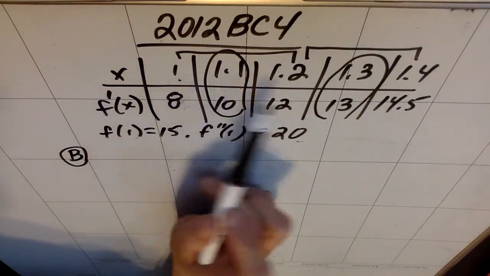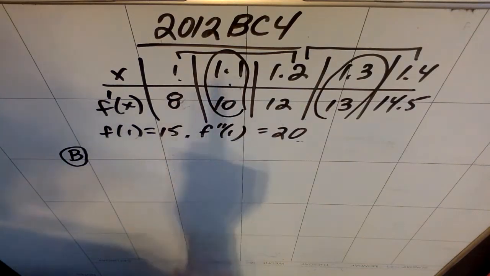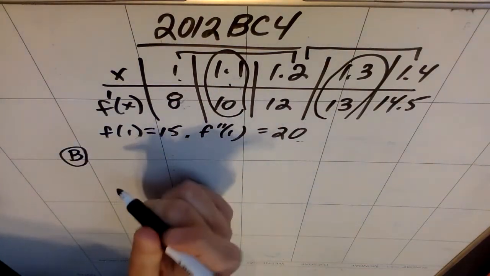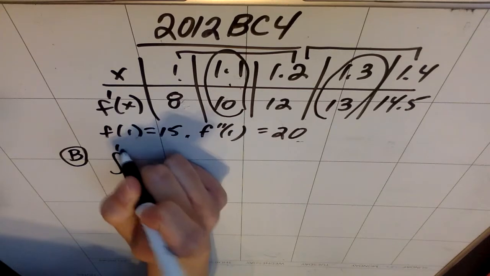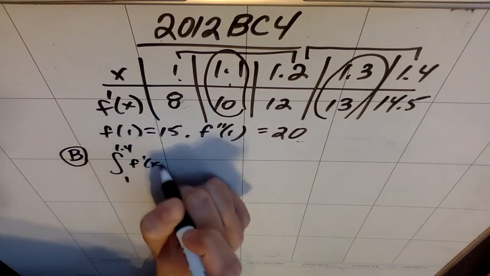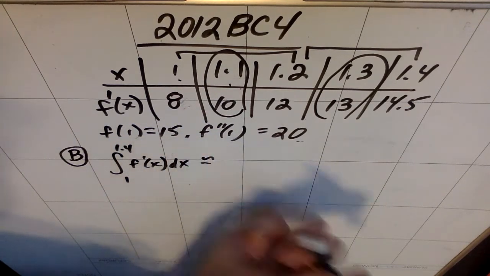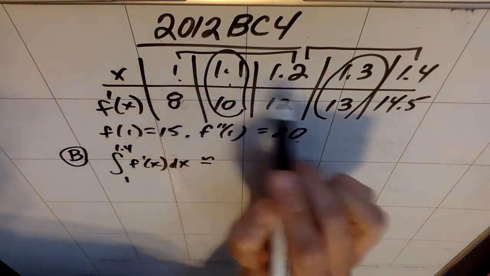Because the middle of 1 to 1.2 is actually 1.1. They gave you a table where that works. So the integral from 1 to 1.4 of f prime of x dx using an MRAM sum is going to be the width of this box, right?